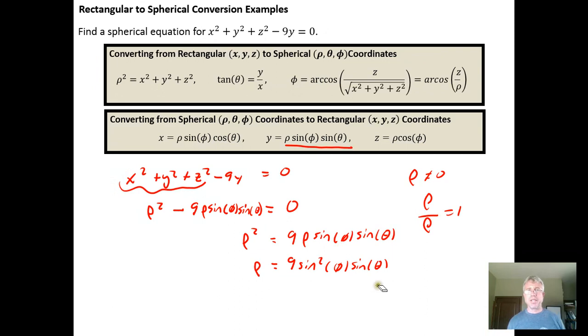So I'd say at this point, this looks pretty well simplified. I don't think I would do anything more than that.